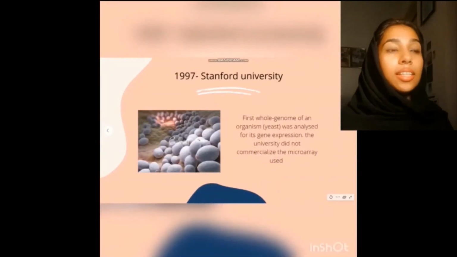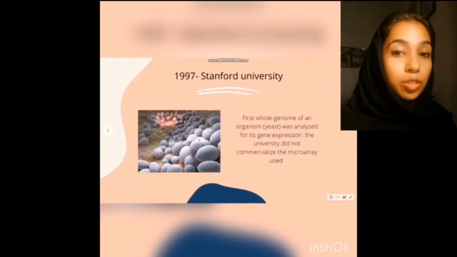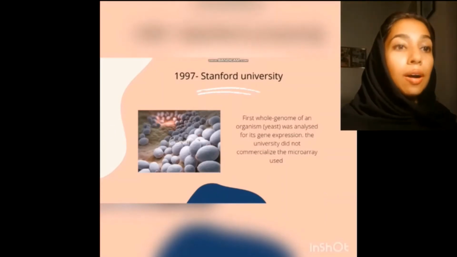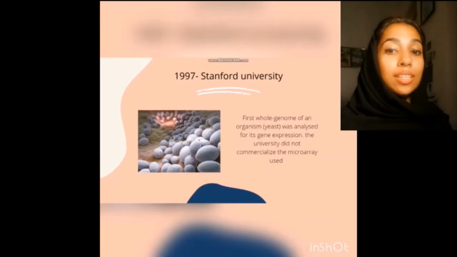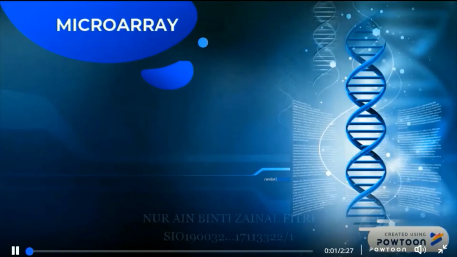In 1997, Stanford University was the first university to actually analyze the gene expression of an entire organism, of the entire DNA of an organism, of yeast in particular. They used a microarray for this, but they did not commercialize the microarray that they used, but rather they released instructions on how to assemble the microarray. My teammates will further talk about the different advantages, disadvantages, and many other facts about microarrays.